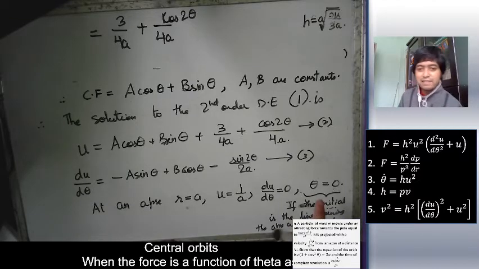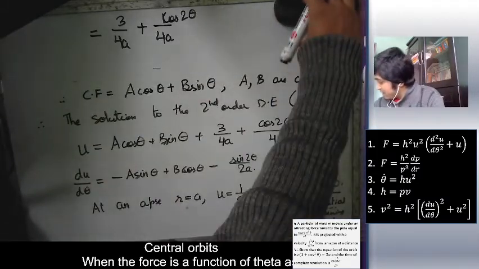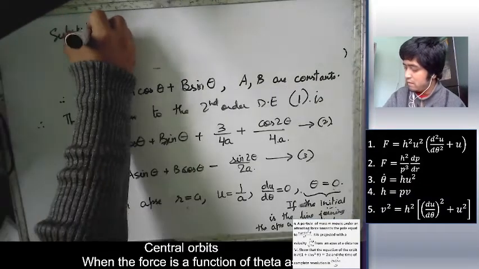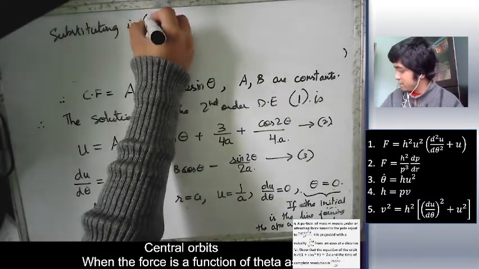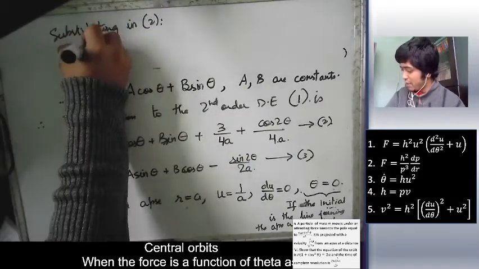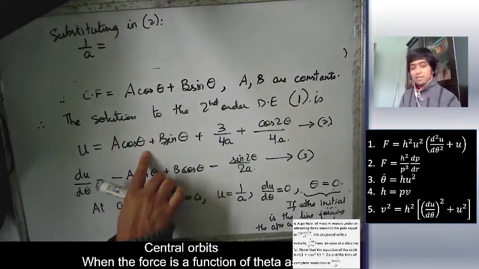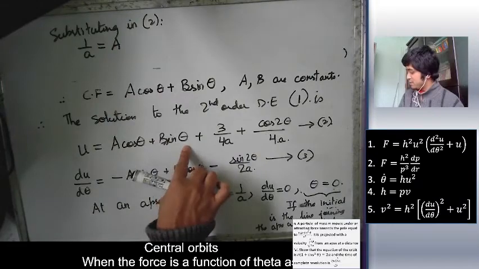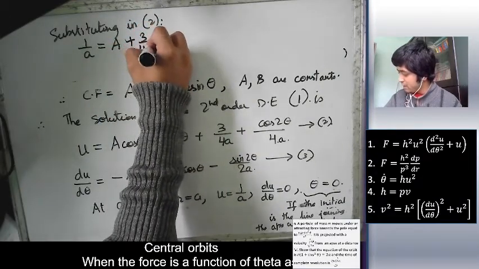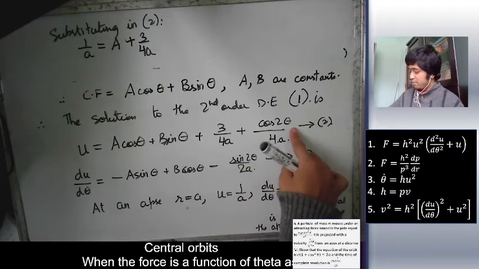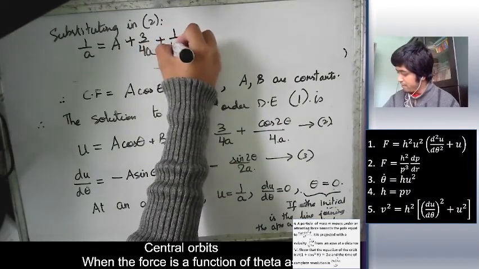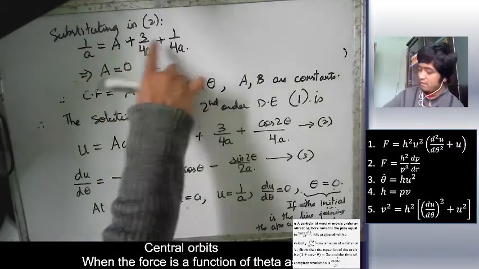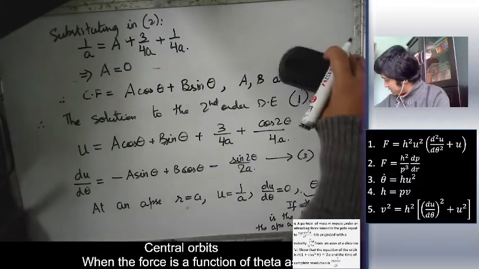So what we will do now, we will substitute it in equation 2 and equation 3 to get the values of a and b. Substituting in equation 2, u will be equal to 1 by a. Theta will be 0, so a cos 0 will be a. Sine 0 will be 0, plus 3 by 4a. Cos 0 will give you 1, so it will be equal to 1 by 4a. If you solve this, it gives you that a will be equal to 0. 3 plus 4 will be 1 by a. So that is what we are getting.